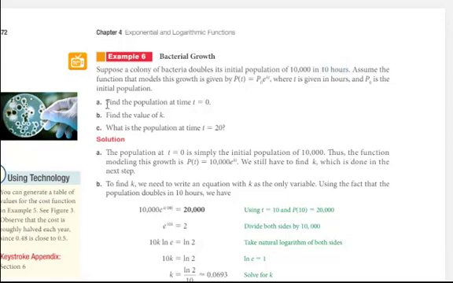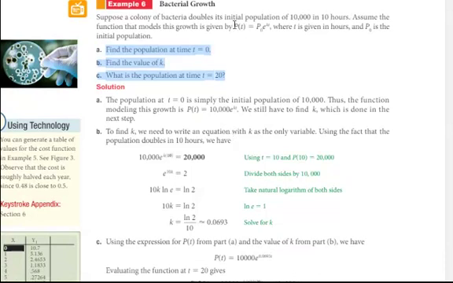So here it says, find the population at time t equals 0, find the value k. What is the population at time t equals 20? So they set it up here. Here's that equation. And the first one is really easy. The initial population is 10,000. Set up the equation. There it is. Now plug in the second part, plug in the numbers. Initial population, 10,000, here 20,000. That's what we would have after 10 hours. So we put in a time of 10 hours here. And actually, this one right here is written from left to right. This one is actually written from right to left.